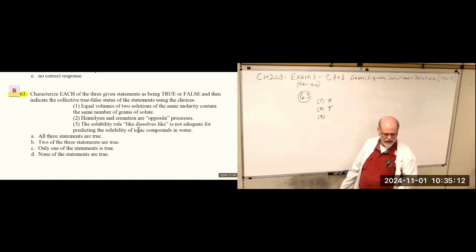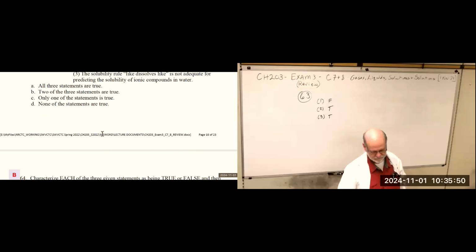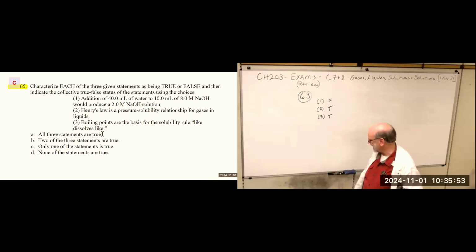And 3, the solubility rule, like dissolves like, is not adequate for predicting the solubility of ionic compounds in water. That is true, because some ionic compounds are more soluble as the temperature increases, and some are less soluble as the temperature increases. So like dissolves like doesn't predict that for us. So 2 and 3 are correct. 2 of the 3 statements are true. 65.